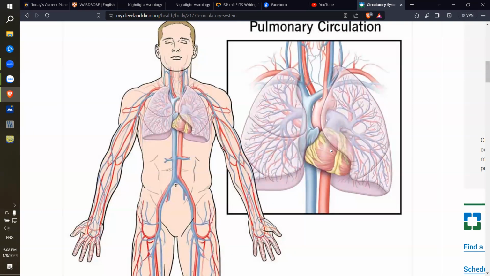Next is the capillary. Capillaries are the smallest vessels. They exchange nutrients, oxygen, and waste products between the blood and body tissue. They have the thinnest wall, which increases the efficiency of diffusion.